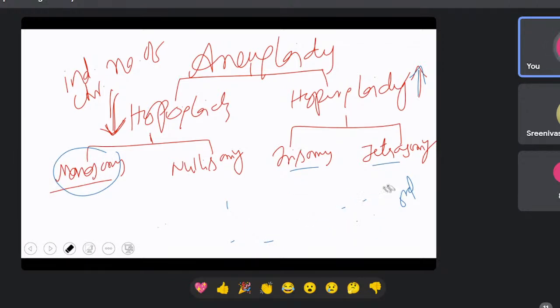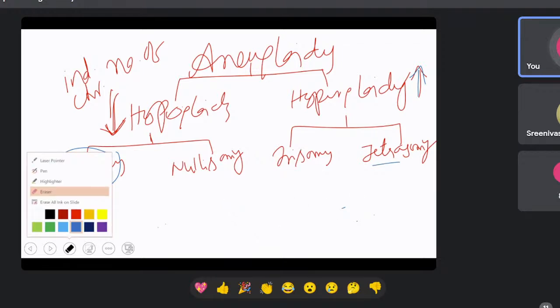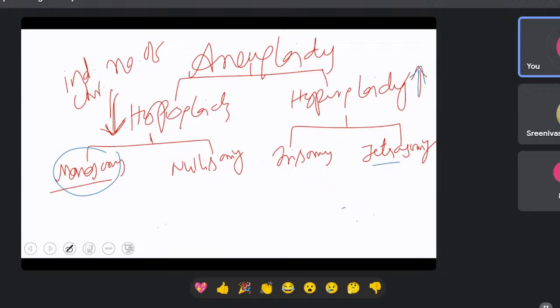And what are the different diseases associated with trisomy? There are 3 diseases associated with trisomy which are of importance for your examination. One is trisomy of 21. This is called Down syndrome. Trisomy of 21 is called Down syndrome because it was discovered by a scientist called Langdon Down.